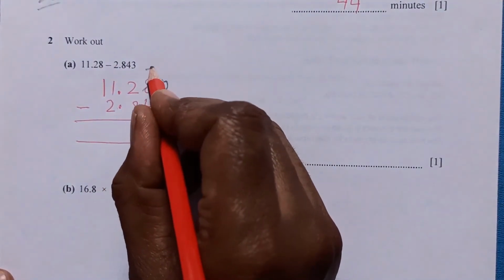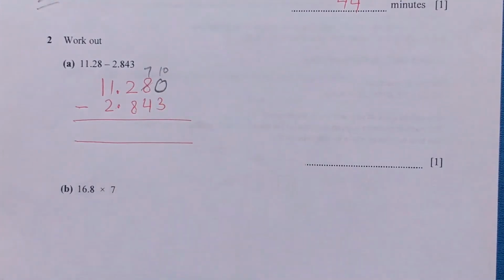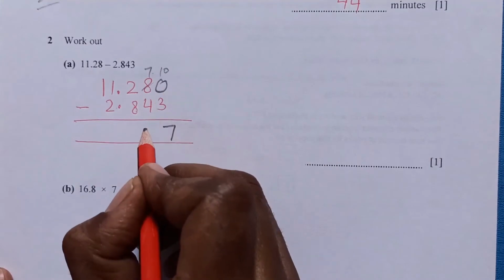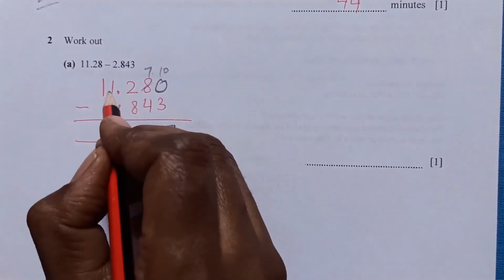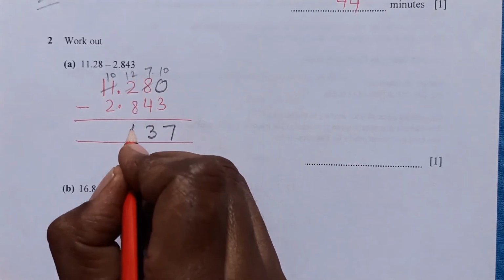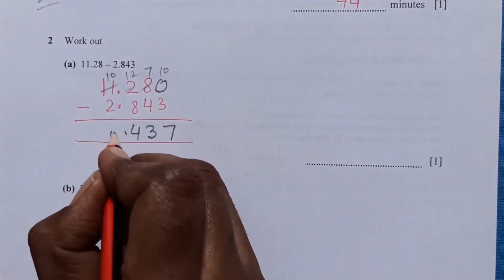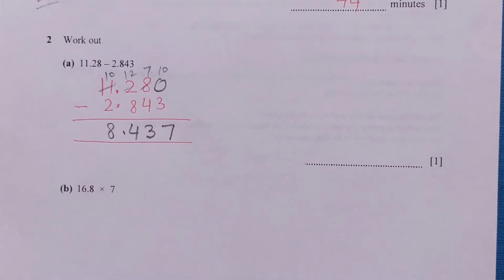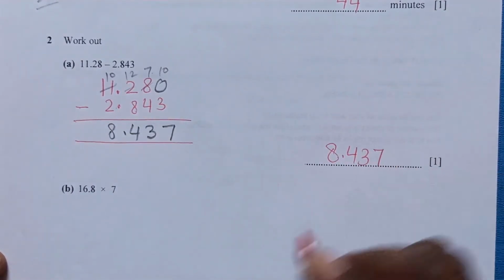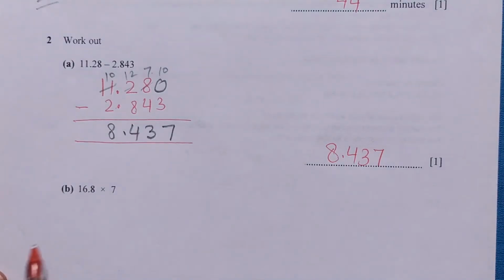Then it is 7 here, 10. 10 minus 3, it is 7. 7 minus 4, it is 3. Then this will become 10, and here we will have 12. 12 minus 8, it is 4. 10 minus 2, it is 8. So the final answer is 8.437. That we are going to write down here.